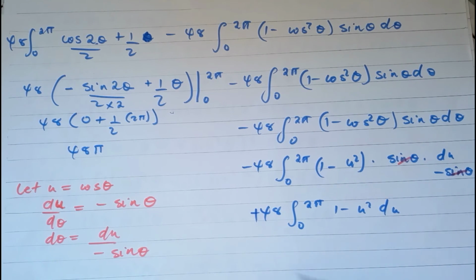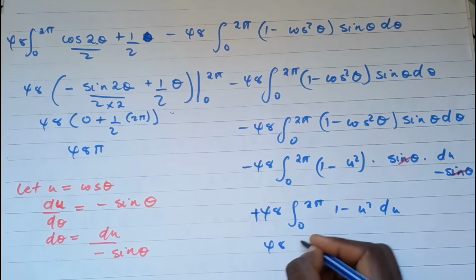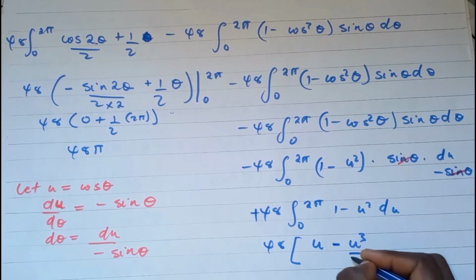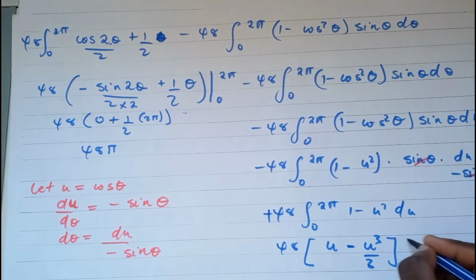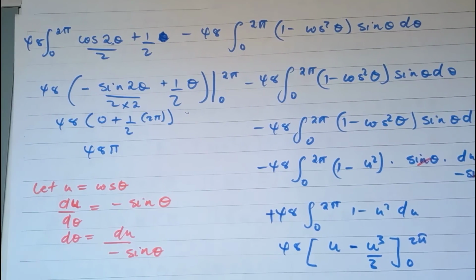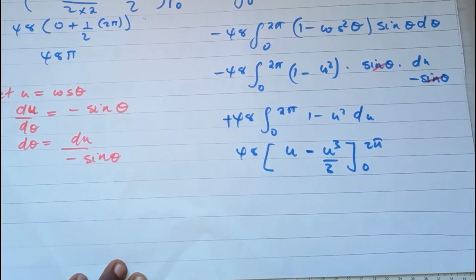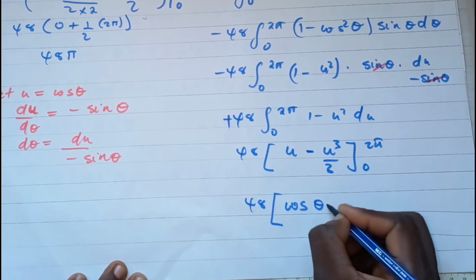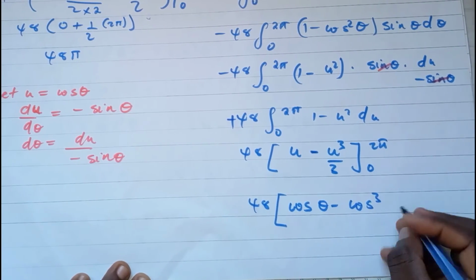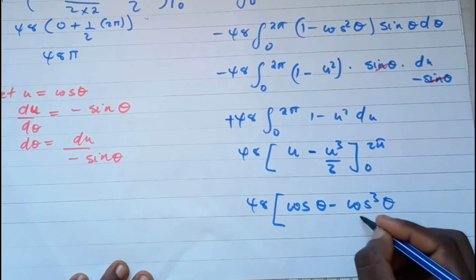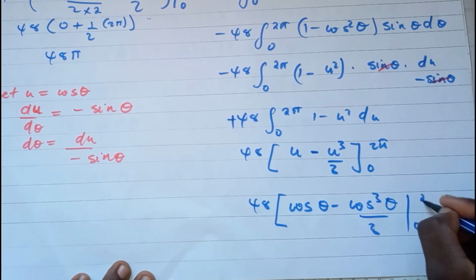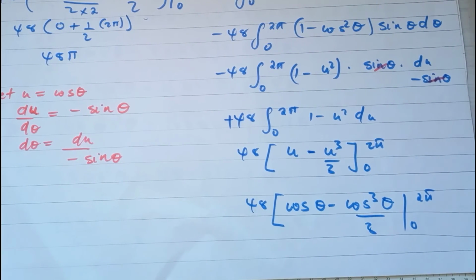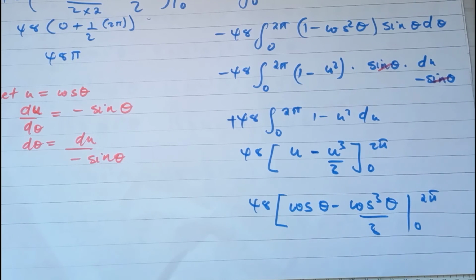Okay, and if we integrate with respect to u, we're going to have 48 times u minus u to the power 3 over 3, from 0 to 2 pi. You remember that u is equal to cos theta, so the same as saying 48 times cos theta minus cos cubed theta over 3 from 0 to 2 pi. And we said cos 2 pi is equal to 1, cos 0 is also 1, so 1 minus 1, we're going to get 0.